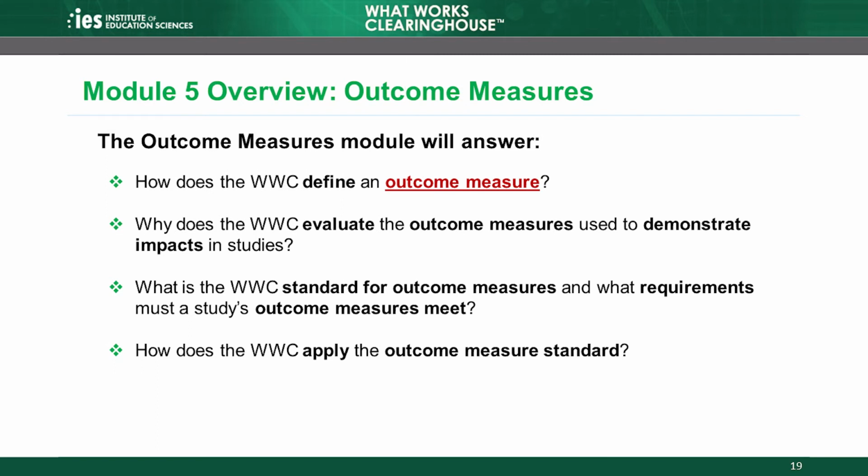The fifth module discusses the outcome measures a study uses to measure the effectiveness of an intervention and what requirements those measures must meet. This module reviews the WWC's definition of an outcome measure and explains why the WWC evaluates the outcome measures used to demonstrate impacts in studies. We describe the WWC requirements for outcome measures and illustrate how to apply the outcome measure standard.